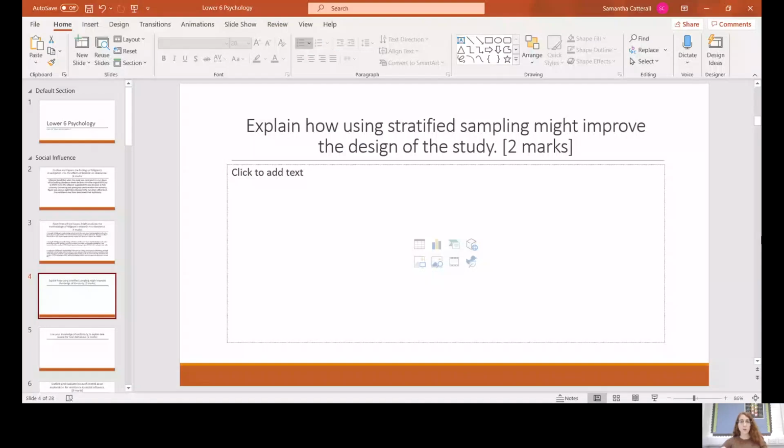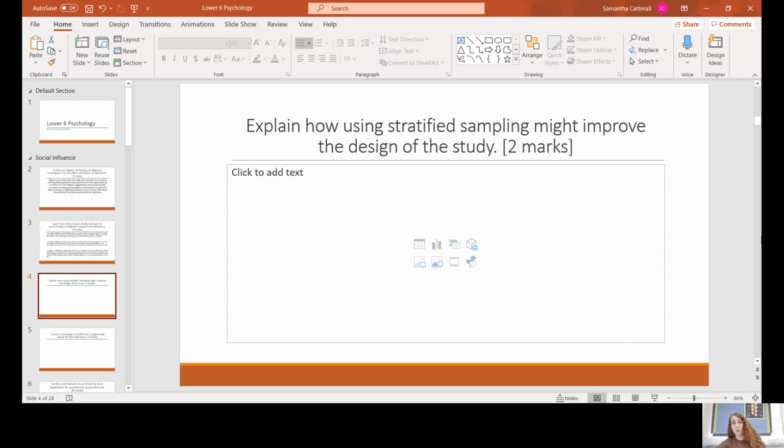Hello, so I'm going to talk you through and explain how using stratified sampling might improve the design of a study. I'm going to read you the scenario briefly, and then I'll talk you through how to answer it. So a teacher wanted to investigate the attitudes of students in the school to homework policy, and this particular teacher used a volunteer sample.